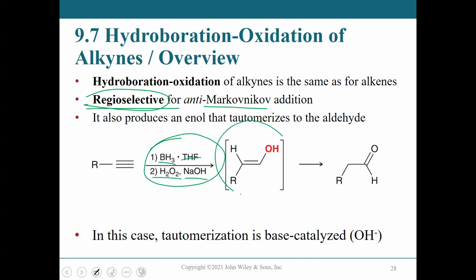You also get an OH, an enol, right? This one is also called an enol. Why is it called enol? En is for the alkene, and ol is the alcohol. It's an alkene with an alcohol. So that's what the word enol means.